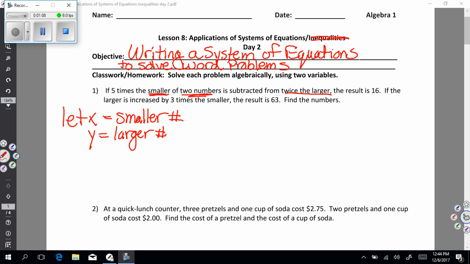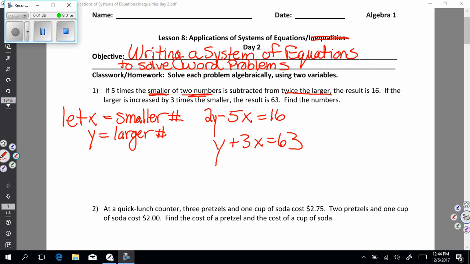So 5 times the smaller is subtracted from, so I'm subtracting that from something, from twice the larger, and the result is 16. And if the larger, that's my y, is increased by 3 times the smaller, the result is 63. So that's the setup for the equation.